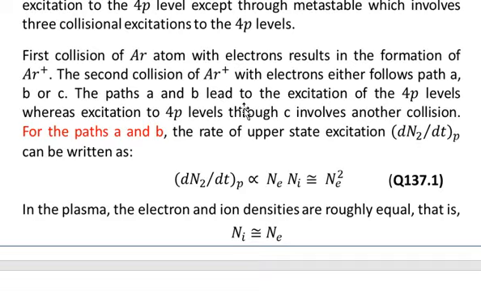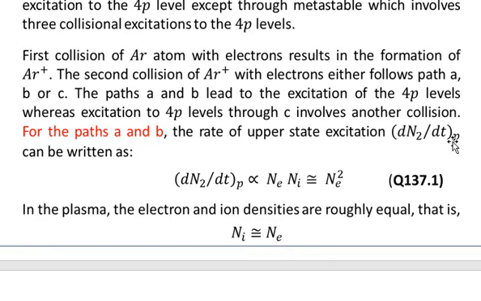The paths A and B lead to the excitation of the 4p levels, whereas the excitation to the 4p level through C involves another collision. For paths A and B, the rate of upper state excitation, which can be denoted by dN2 over dt through the pumping process, where P in the subscript stands for the pumping process, and N2 is the population in the 4p levels.